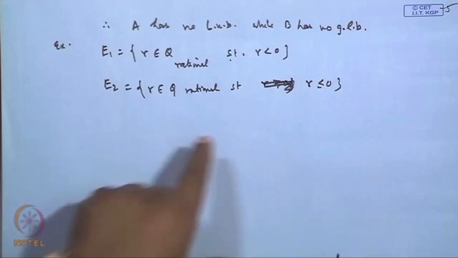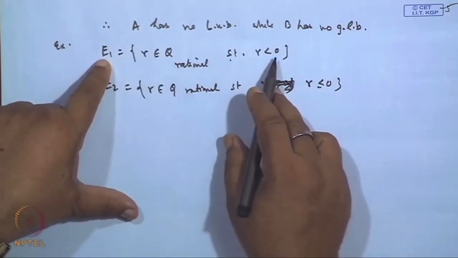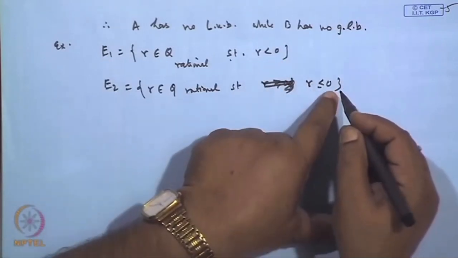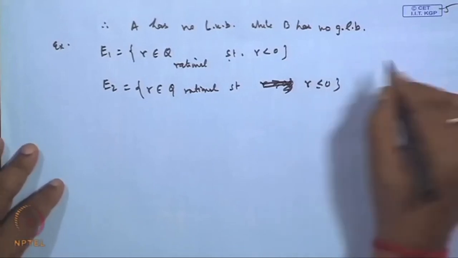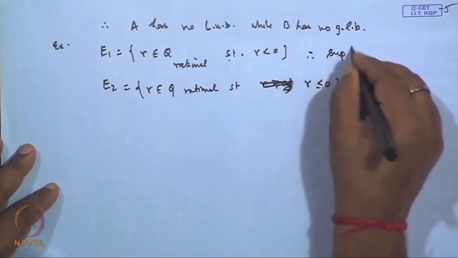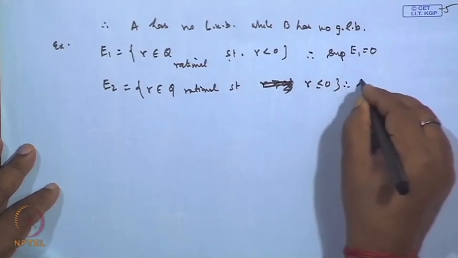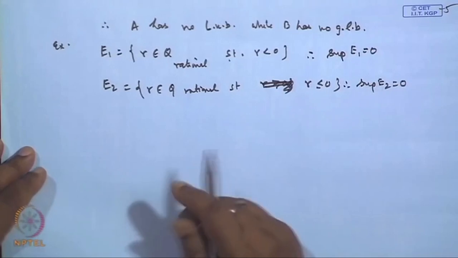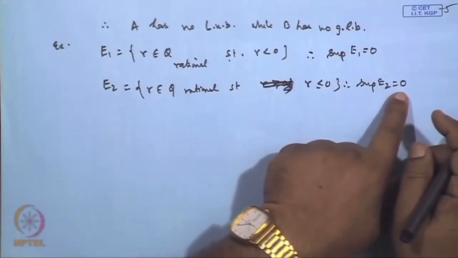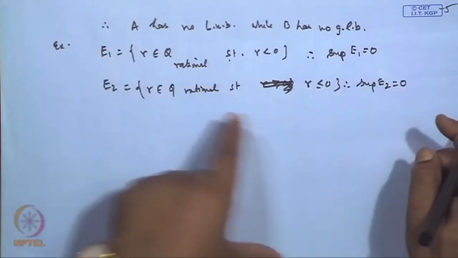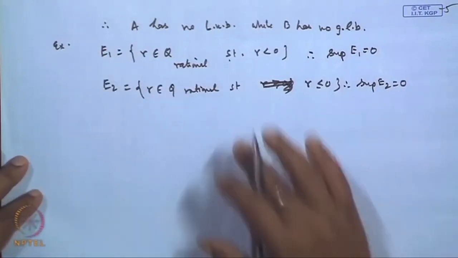The set of rational numbers which are less than 0 obviously has an upper bound 0, and E2 also has upper bound 0. So the supremum of E1 will be 0, and the supremum of E2 will also be 0. But you see the supremum value of E1 does not belong to E1, while the supremum value of E2 belongs to E2. So when we say least upper bound or greatest lower bound, it is not necessary that the supremum value will be a point of the set. It may or may not be a point of the set, as we have observed here.